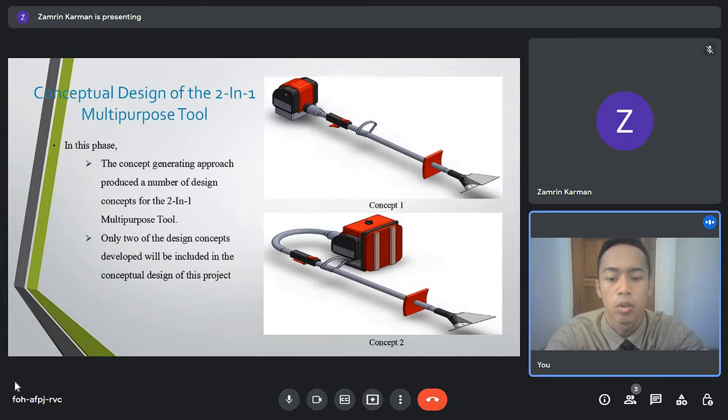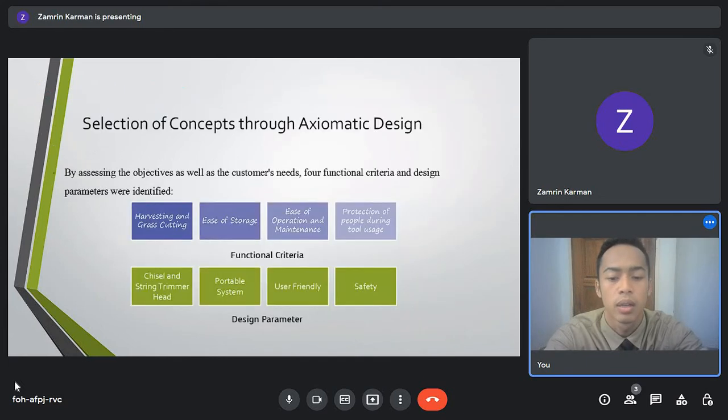After analyzing the house of quality, about two best concept designs were developed, as shown in the slide. Before going through the selection of the concept through axiomatic design, by assessing the objective as well as the customer need, four functional criteria and design parameters were identified. The functional criteria consist of harvesting and grass cutting, ease of storage, ease of operation and maintenance, and protection of people during tool usage. The design parameters consist of the chisel and string trimmer head, portable system, user friendly and safety.